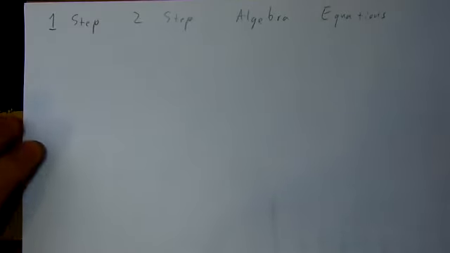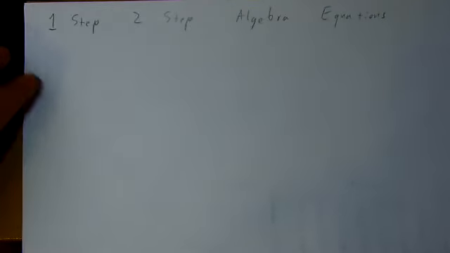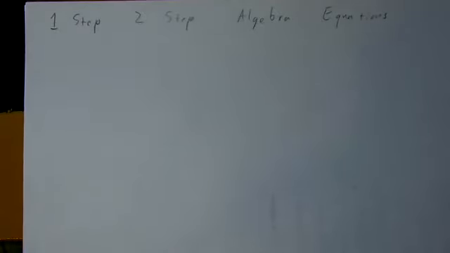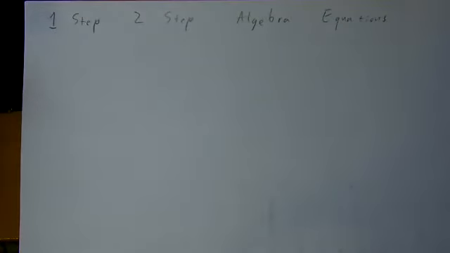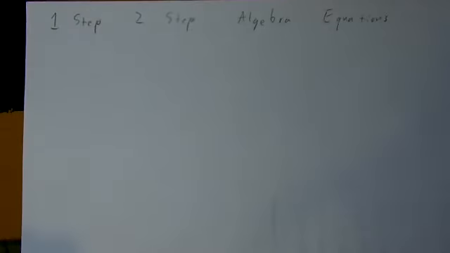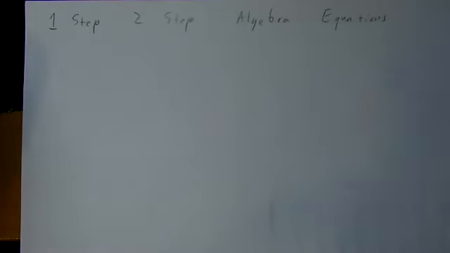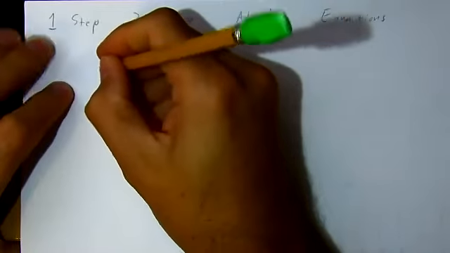Okay, 1 and 2 step algebra equations. If you have not watched my pre-algebra videos, you probably need to go through all my pre-algebra videos. At the bare minimum, you need to have watched the simplifying expressions video because you're going to be behind whenever I start going through this fast. So, what is an algebraic equation?